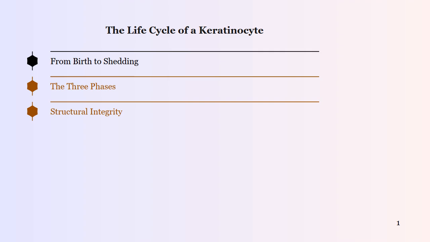1. The life cycle of a keratinocyte. From birth to shedding, keratinization is the 28 to 40-day journey of a cell from the basal layer to the skin surface, transforming from a living, dividing cell into a dead, protective scale.